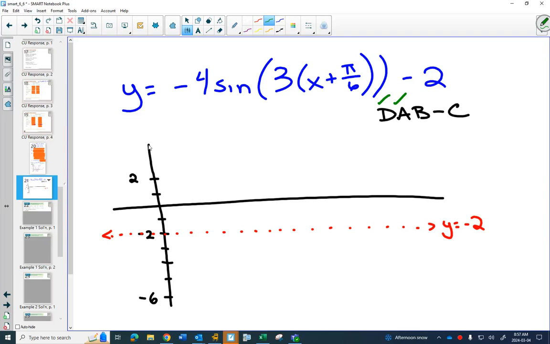Next, we have to figure out our period. Our period is always 2 pi divided by our B value, and this time our B value is 3. So we get a period of 2 pi over 3. So you go somewhere on your x-axis, draw a line, and label 2 pi over 3. Then we need to divide that into 4 equal sections. So we need to cut it in half, and then cut each of those sections in half.